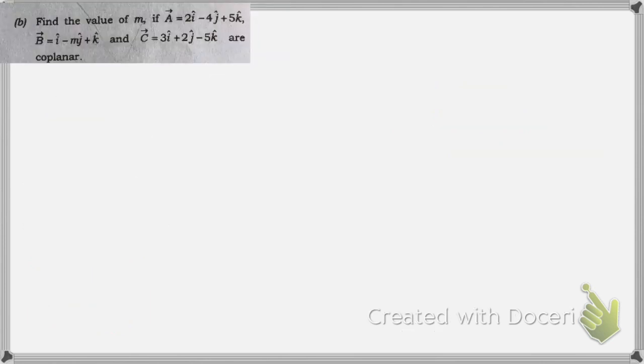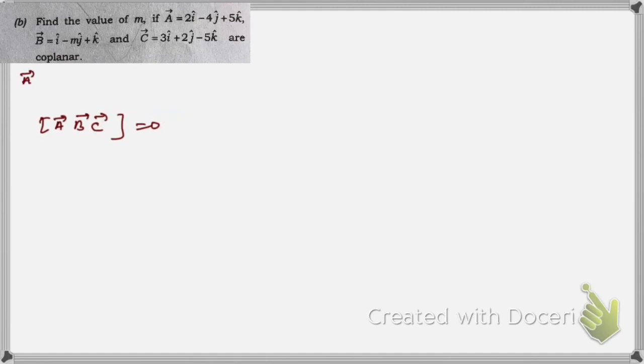So here you can see that find the value of m, these three vectors, a vector, b vector and c vector, these are coplanar. So what is the condition for three vectors to be coplanar? Their scalar triple product must be 0. That means scalar triple product must be 0, right? So this should be equal to 0. So here first mention the given vectors. What are the vectors given here?